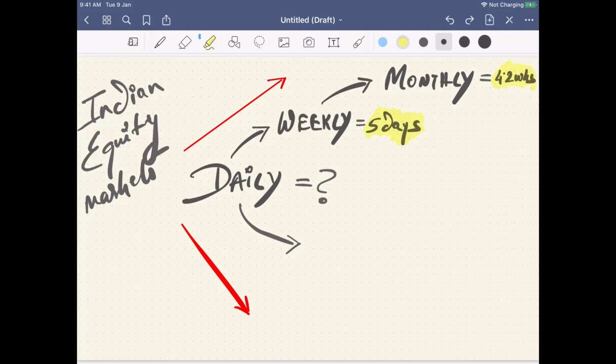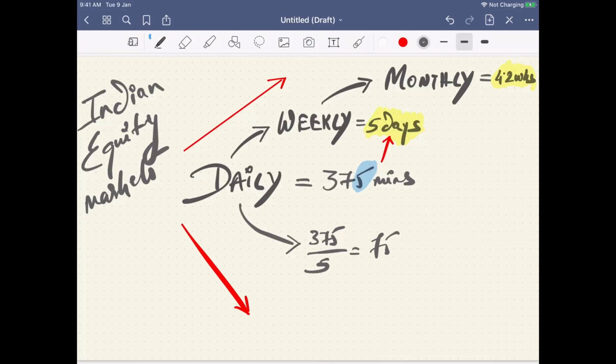So how many minutes of trade happen in the Indian equity market? Well, it opens at 9:15 and it closes at 3:30. So it has 375 minutes of trade. Now, I love the fact that 375 ends with 5. So if from daily to weekly I go 5 steps higher, multiplying by 5, why can't I divide by 5 and come down to the next lower time frame? So 375 divided by 5 gave me 75 minutes.